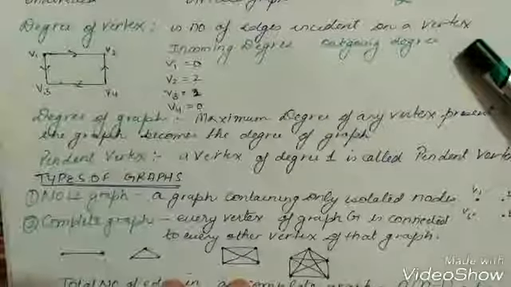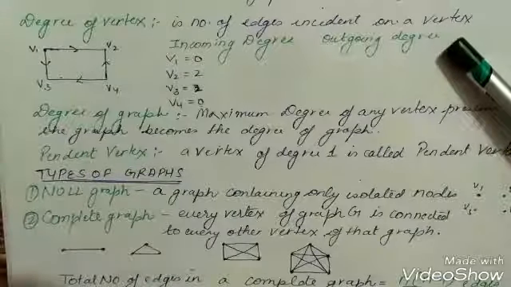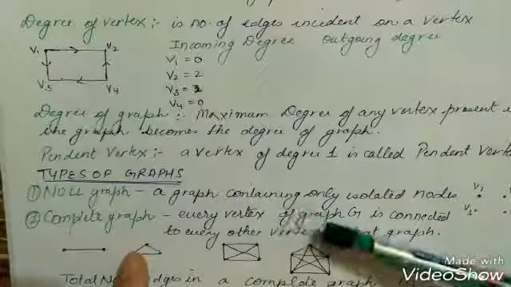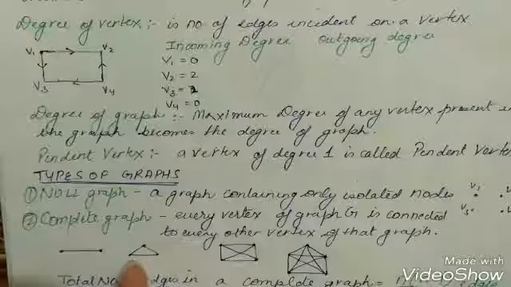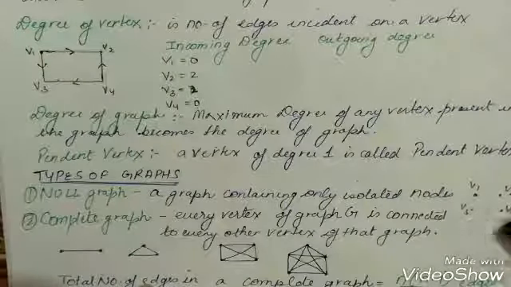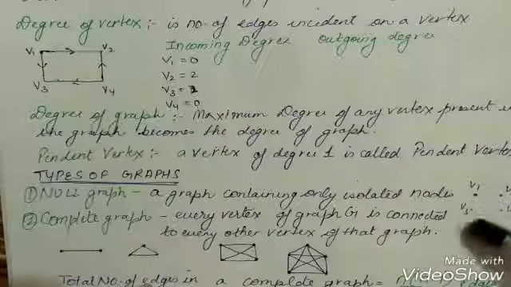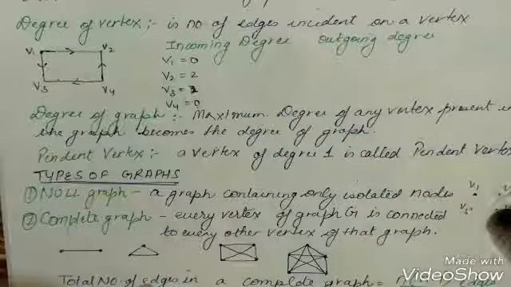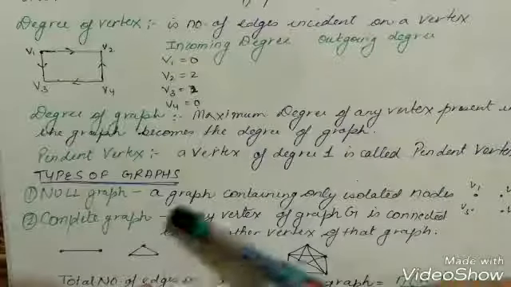We have a number of graphs in graph theory which we need to study, and the null graph is one of them, which says a graph containing only isolated nodes is called a null graph. Like here you can see that v1, v2, v3 and v4 are the four nodes present in a graph, but none of them are connected to each other, therefore they are isolated from each other. So this type of graph is called a null graph.